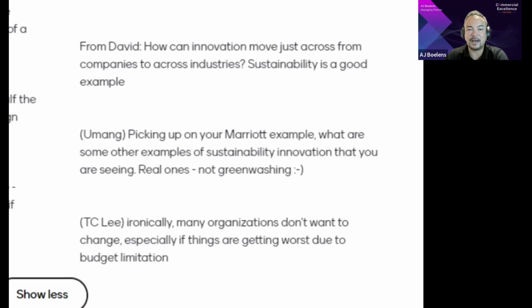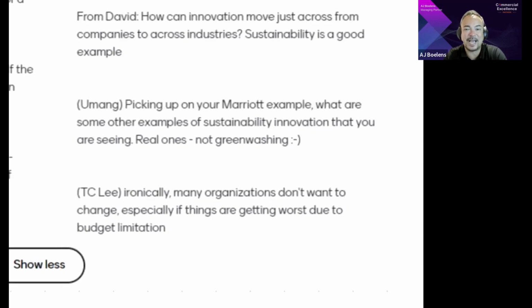Umang was mentioning, picking up on the Marriott example, what are other examples of sustainability innovation that you are seeing? I want to be clear, I'm definitely not a sustainability expert, so I can't really comment too much on that particular vertical. Umang, you probably know this a lot better than I do, so I think that would have been a great opportunity for you to have shared your experience in that space.